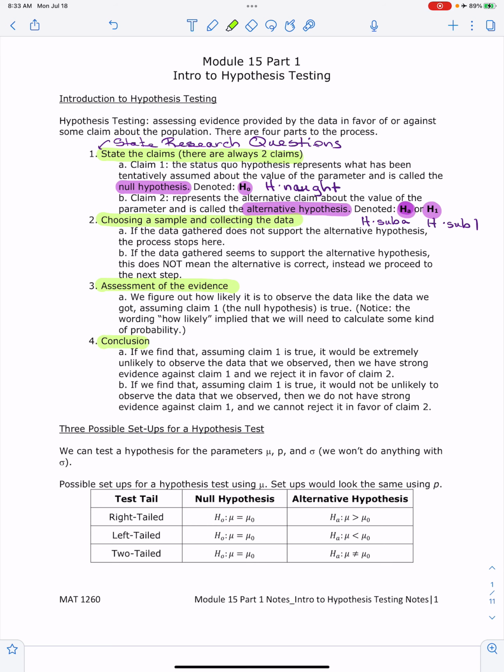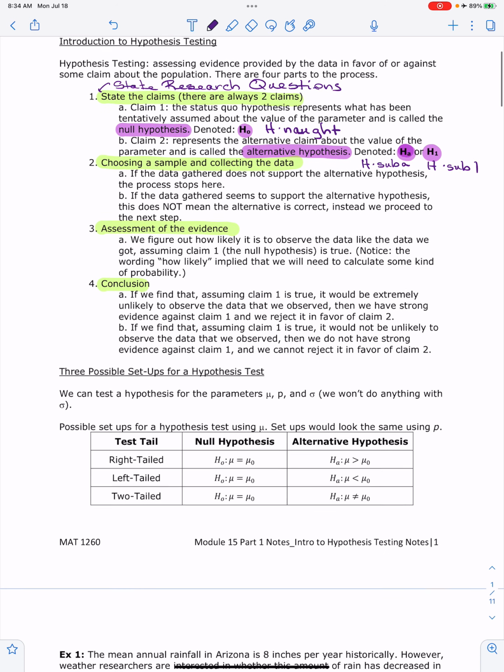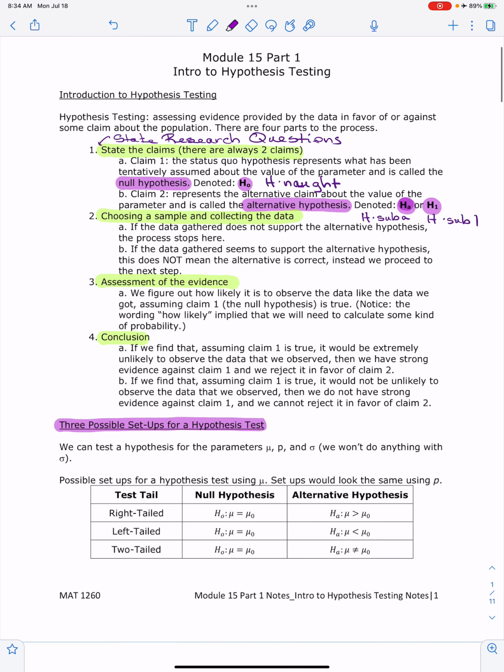Then we're going to state our conclusion, which for some is the trickiest part. This is not always intuitive. And so you do really want to stop and think about what you're saying and how you're saying it. We have 3 ways to set up for our hypothesis test. We are going to test hypotheses primarily for means and proportions. We can do this for standard deviation. We are not going to.